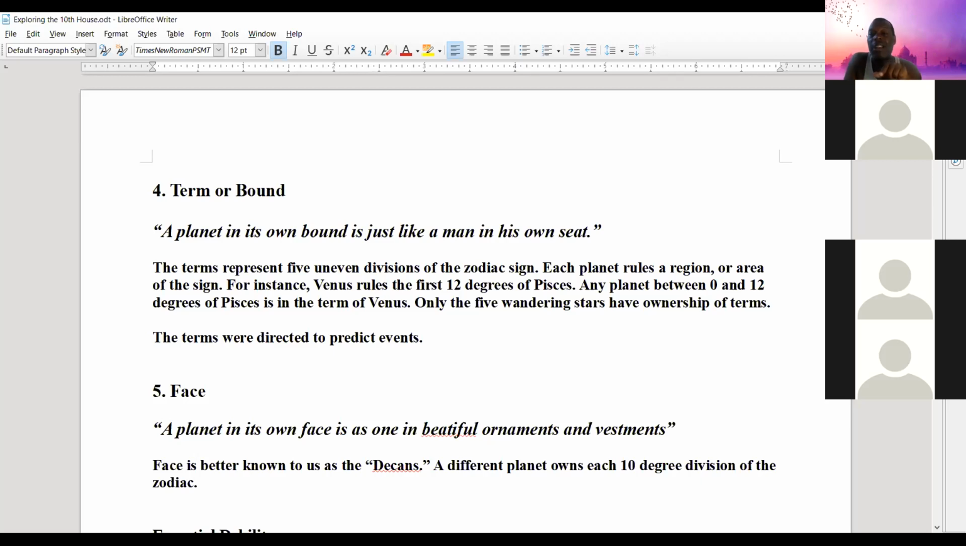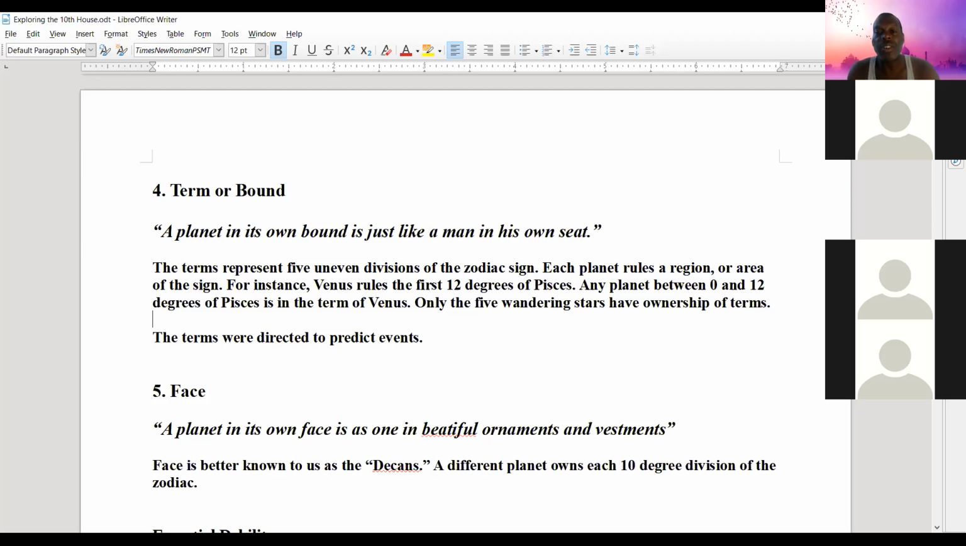So this is the time to download and look at your zodiac dignity chart. I'm going to bring that up in a second too, and we'll look at all of that. For instance, Venus rules the first 12 degrees of Pisces. Any planet between 0 and 12 degrees of Pisces would be called in the term of Venus, so it would be considered in her term.